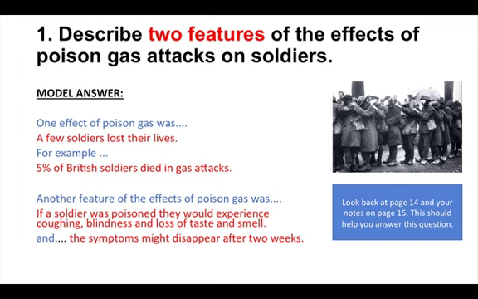Another feature of the effects of poison gas was that if a soldier was poisoned, they would experience coughing, blindness, loss of taste and smell. And these symptoms might disappear after 2 weeks. So I've given a fact and I've built on it. I would score 4 out of 4 for this. Hopefully you did. If you didn't, add some notes in green pen to your booklets.